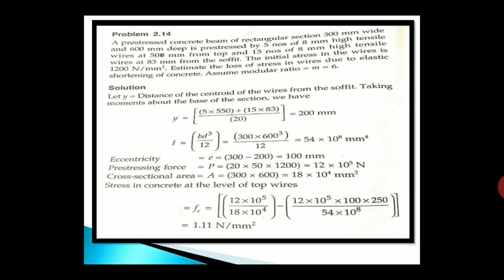Cross section area is equal to 300 into 600, which is 18 into 10 raised to 4 mm square. Therefore stress in concrete at the level of top wires.